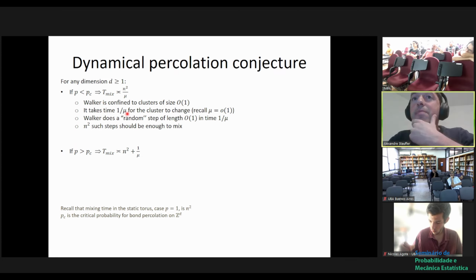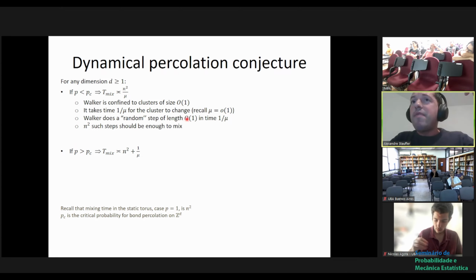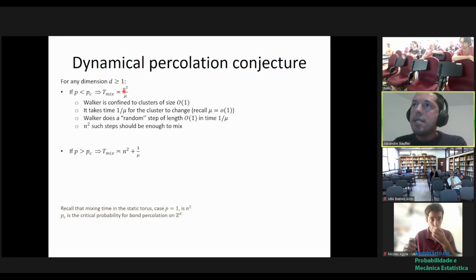It takes time 1 over mu for the cluster to change, since the cluster has size of order 1. So we can discretize time and look at this process in intervals of length of order 1 over mu. What the walker is doing is just some kind of random step of length of order 1 in time 1 over mu. So we expect that order n squared such random steps should be enough to mix. Each one takes 1 over mu, so this gives you n squared over mu. That's the rough idea why this is the conjecture.